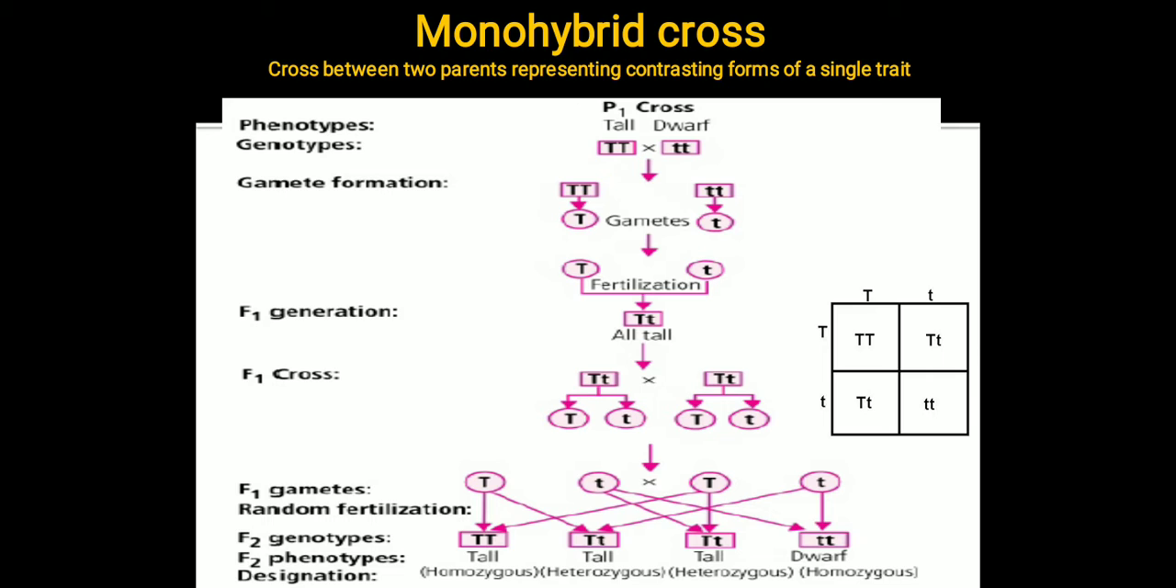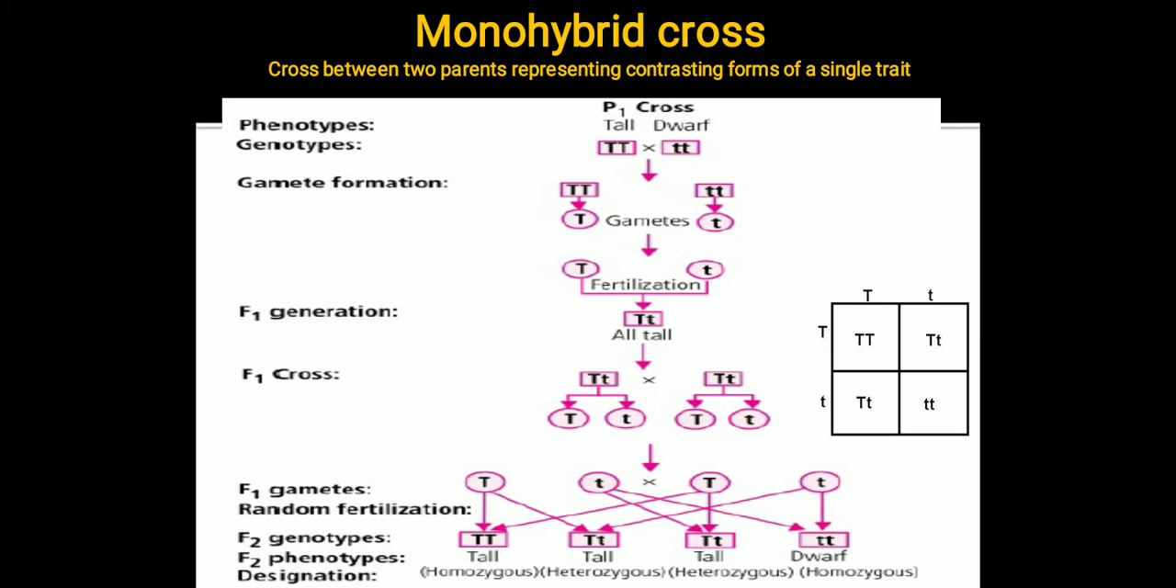Monohybrid cross is a very important topic. It is a cross between the two parents representing the contrasting forms of a single trait. Single trait means only one character or feature. That is called the monohybrid cross.